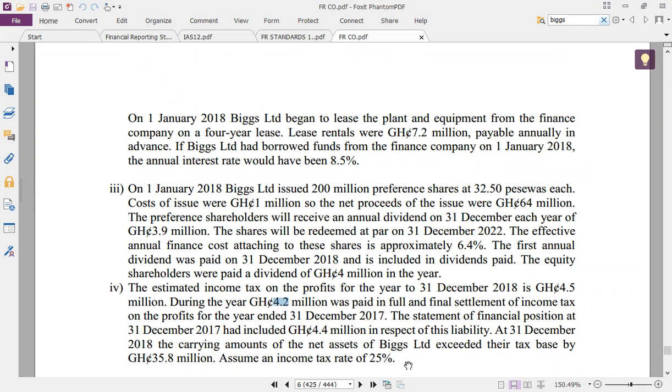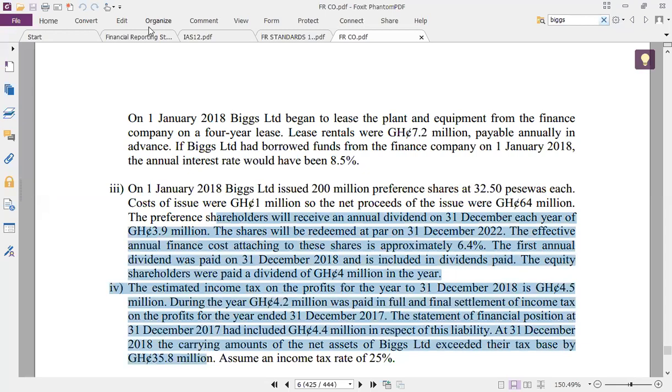As of December 2018, the carrying amount of the net asset of Bix Limited exceeds their tax base by 35.8 million. So what do you have to do? We just have to strike. They've given us a temporary difference to be 35.8 million. So strike 25% on it and then you just pass the entry.